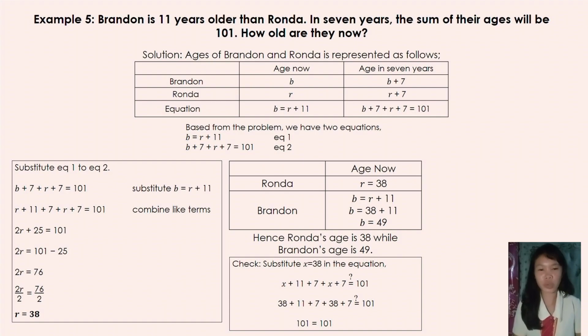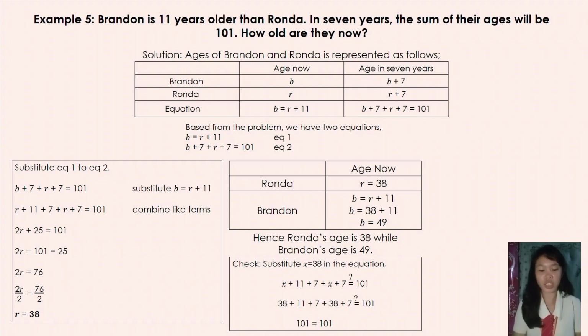So we will substitute equation 1 into equation 2. B plus 7 plus R plus 7 equals 101. So we will substitute B equals R plus 11. So it will be R plus 11 plus 7 plus R plus 7 equals 101. And we will combine similar terms. So it will be 2R plus 25 equals 101. And then 2R equals 101 minus 25, and it will give us 2R equals 76. So we will divide both sides by 2 to eliminate number 2. It will be 2R divided by 2 equals 76 divided by 2. It will be R equals 38.